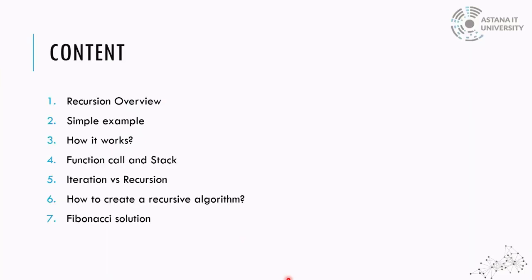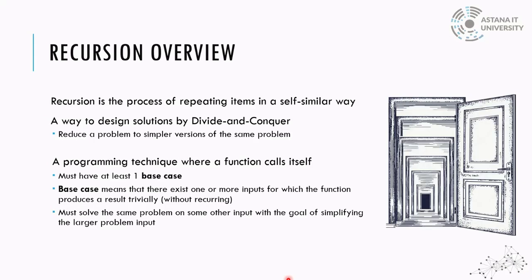We will start from the recursion overview. We'll see a simple example of how that works, what happens inside the stack memory when a method is invoked. We will compare iterative and recursive solutions for the same problem, providing you some ideas on how to create a recursive algorithm, and finishing with a classic solution for Fibonacci numbers.